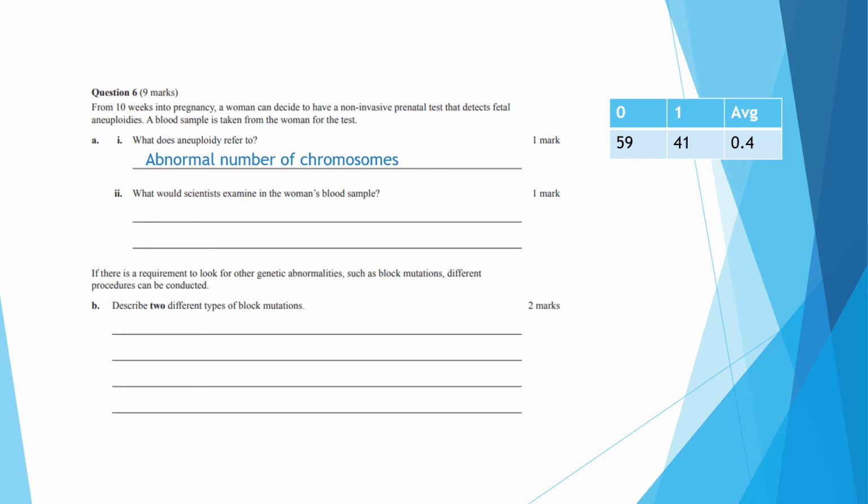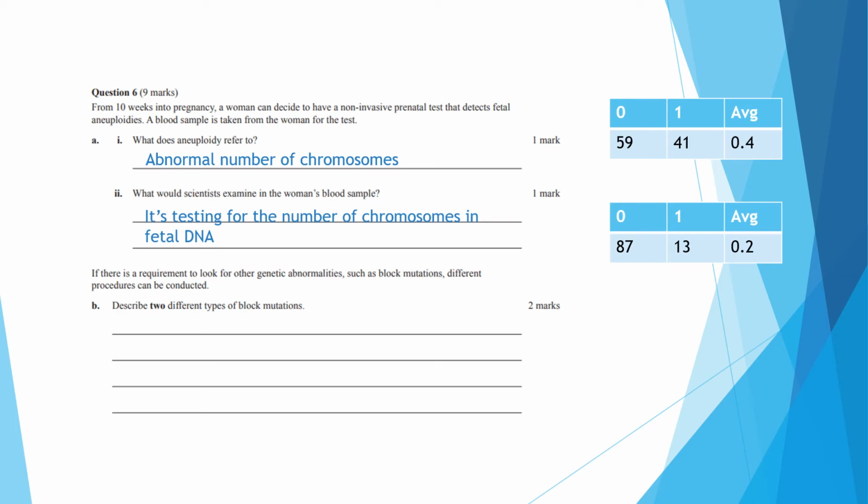Part A2 asks what would scientists examine in the woman's blood sample? The question stem is where the answer lies. It tells you that this test is used to detect fetal aneuploidies, so you have to specify that. You have to specify that A, it is testing for fetal rather than maternal, and that B, aneuploidy means that it is testing for fetal DNA or chromosomes. Answers of anything else such as maternal blood, maternal DNA, or maternal chromosomes would be incorrect.